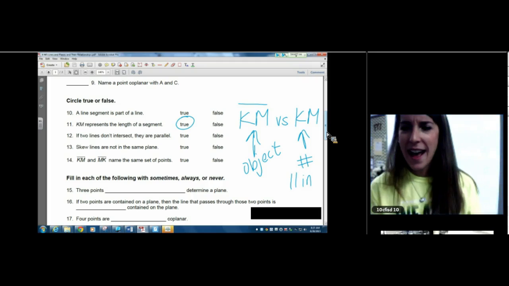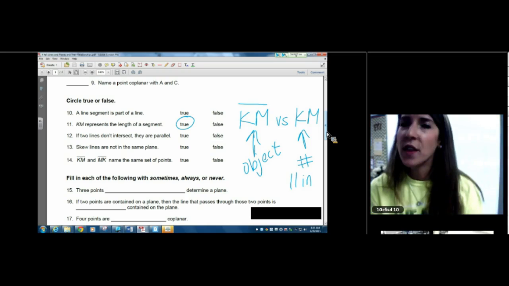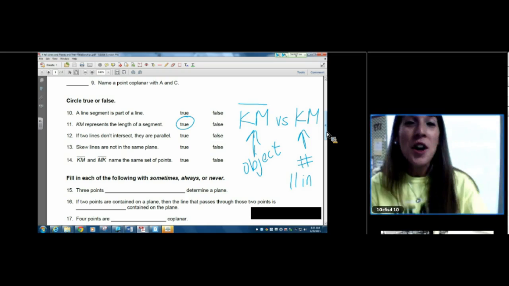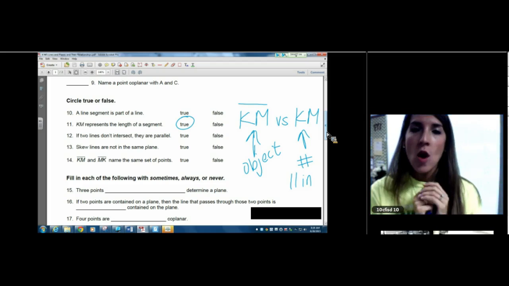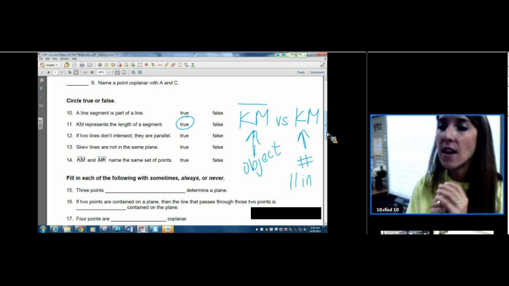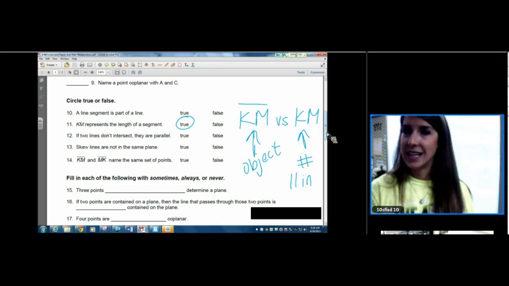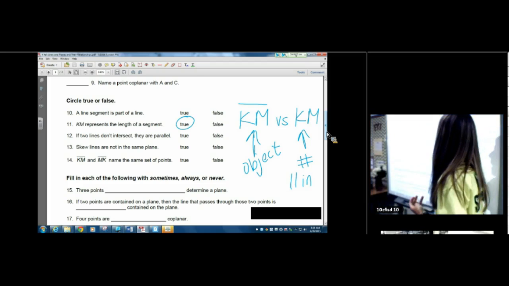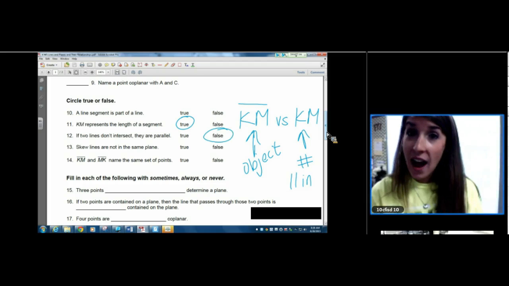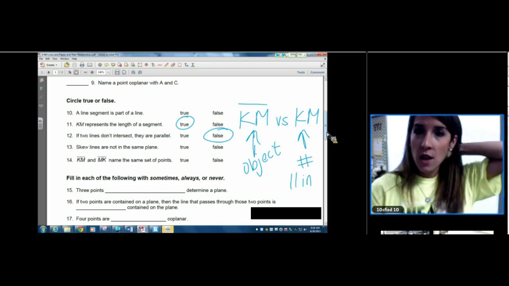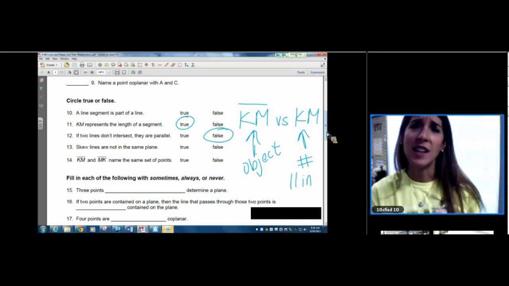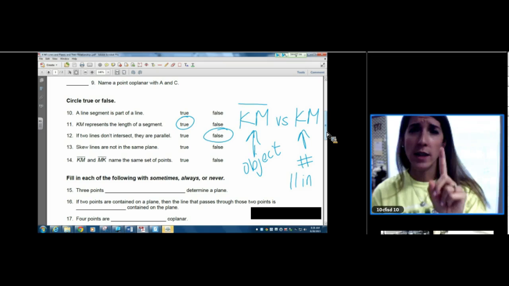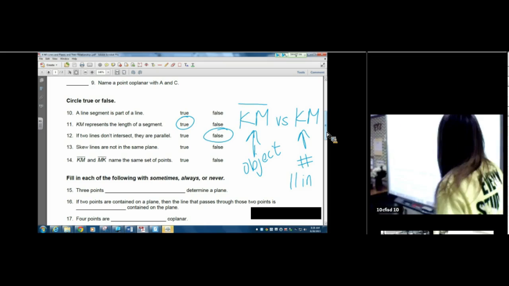Number 12. Someone asked, I think, if it could be maybe. There's no maybe here in true or false. We're going to talk about this today. But if you can think of even one time where a sentence is false, then the truth value of that sentence is false. So I can think of one time that this is false, skew lines, and that's why I'm going to circle false. So you were probably saying, well, sometimes it's true and sometimes it's false. But I'm asking if this sentence is true or false, and it only takes one time for it to be false to make the whole sentence false. Okay?